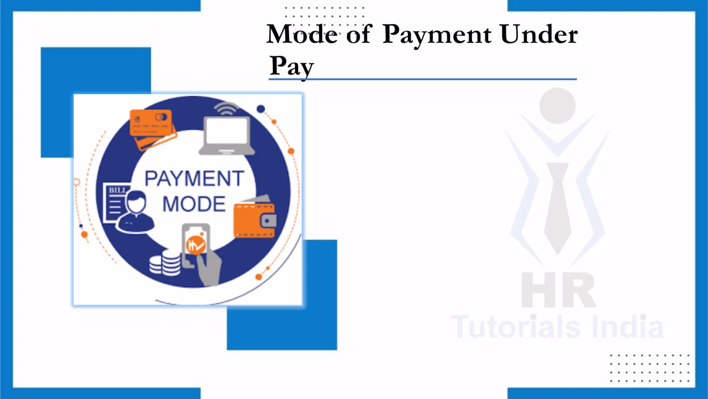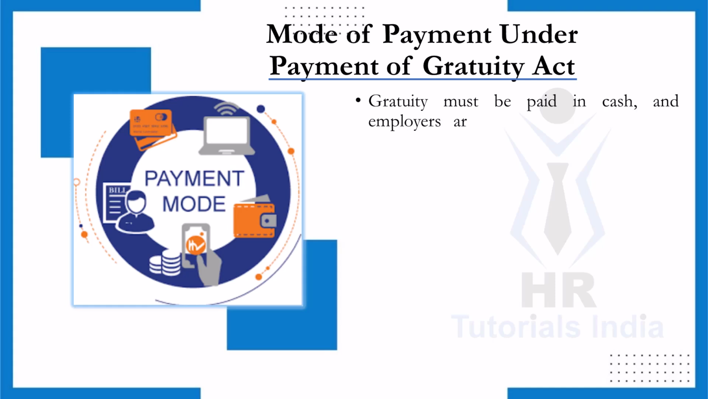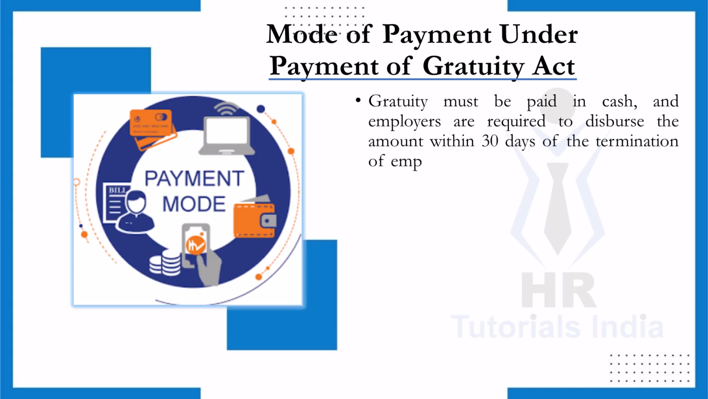Mode of payment under Payment of Gratuity Act. Under the Payment of Gratuity Act 1972, the mode of payment of gratuity is clearly defined. Payment method. Gratuity must be paid in cash. This ensures that employees receive their entitlements in a tangible and immediate form, facilitating easier access to their funds upon termination of the employment. And timeline of payment.